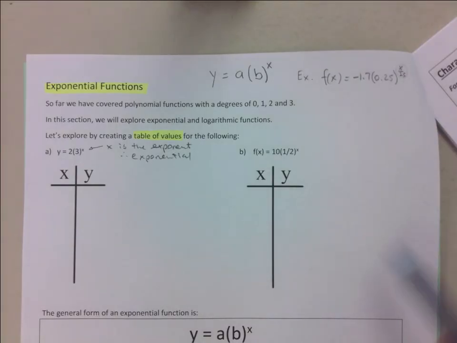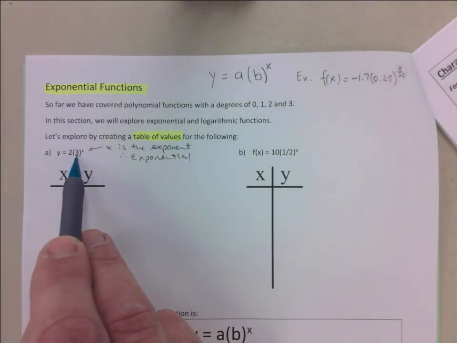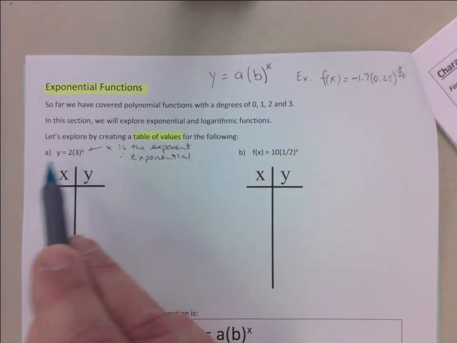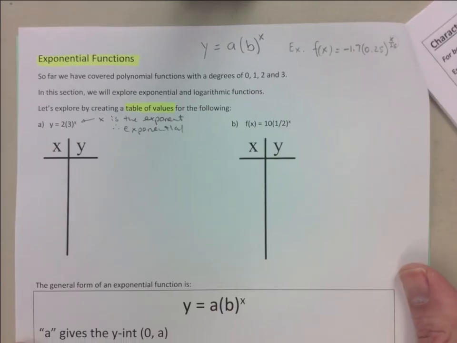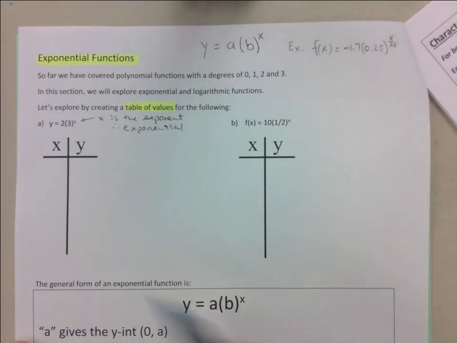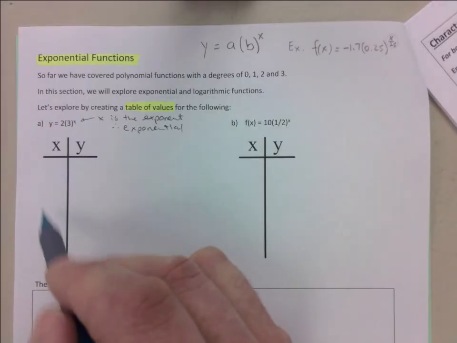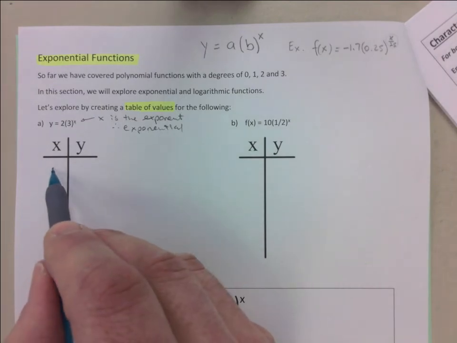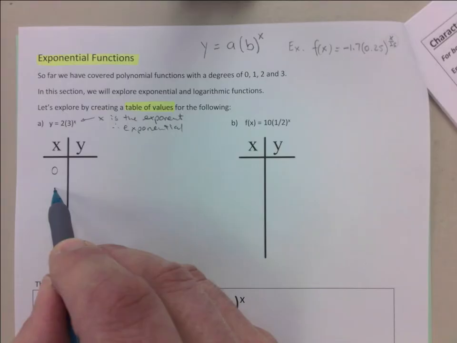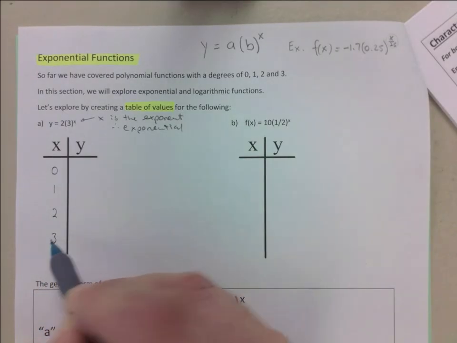So let's dive into these specific examples. So y is equal to 2 times 3 to the power of x. What we're going to do here is we're just going to take random x values because x is your independent variable. So we're going to figure out a few points, plot them, and see what the graph would look like. So we're going to try 0, 1, 2, 3. That's good enough.